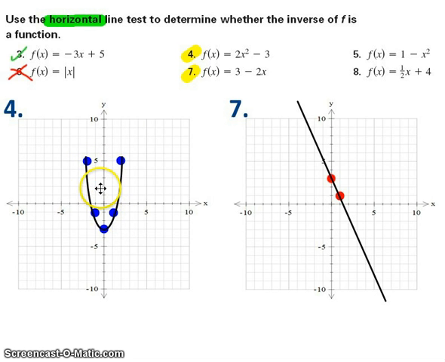So while this is a function, its inverse, which is going to turn sideways, is not going to be a function. On the other hand, this one, the graph of 3 minus 2x, I can do horizontal lines as often as I want. I'm never going to hit more than 1 point. So the inverse of this will be a function just as the original is.